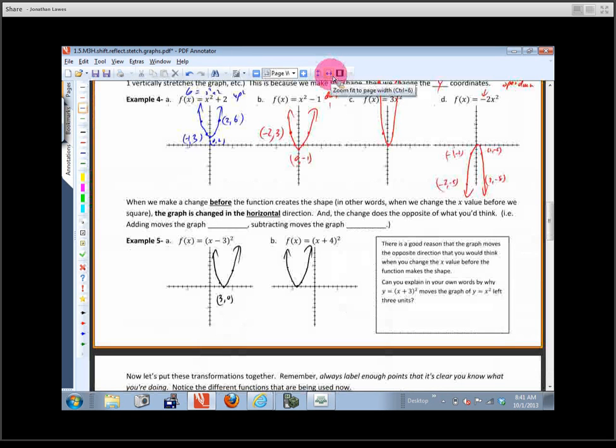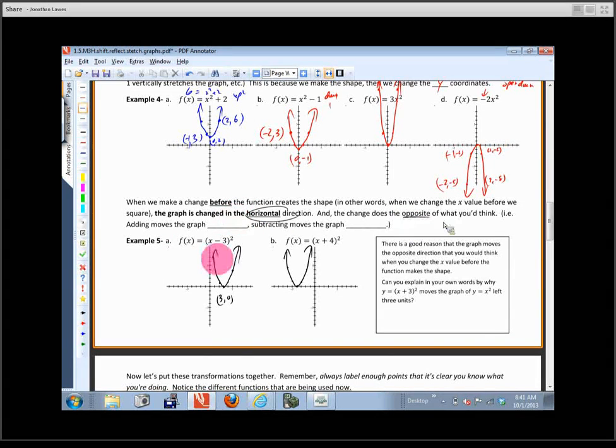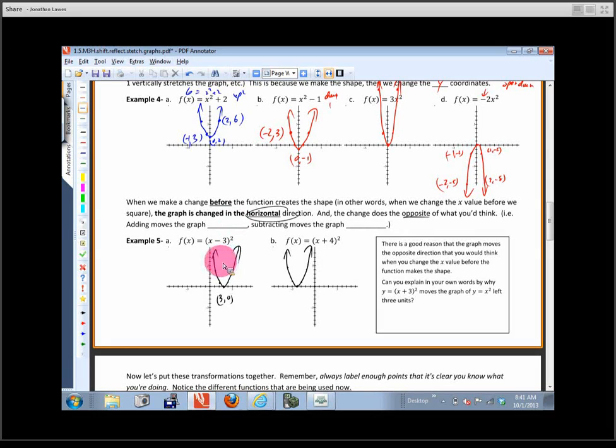Okay? So whenever you make a change to the x before the function makes the shape, it changes it in a horizontal direction. And it does the opposite of what you think. So you would think that subtracting 3 would move it to the left 3 and adding 4 would move it to the right 4. It doesn't work that way. It does the exact opposite. Okay? Adding moves the graph left, and subtracting moves the graph right.